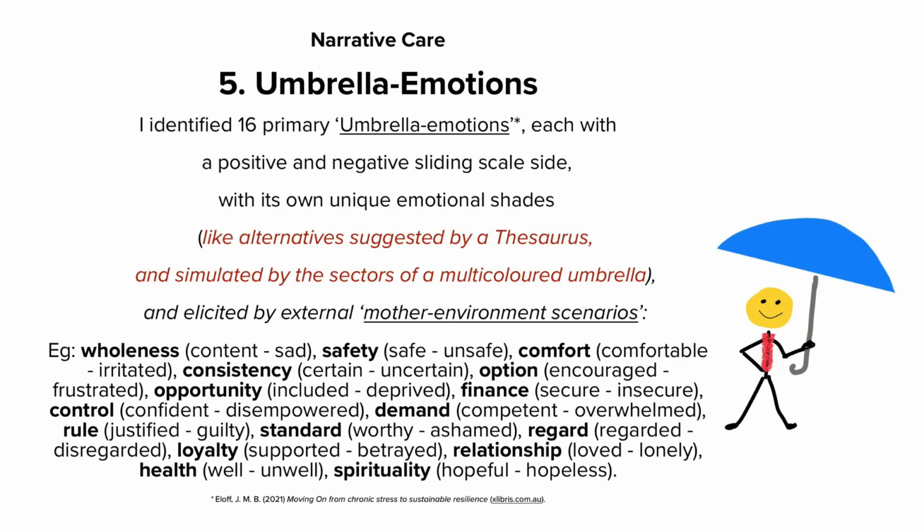Umbrella emotions. I identified 16 primary umbrella emotions, each with a positive and negative sliding scale side, with its own unique emotional shades. Like alternatives suggested by a thesaurus and simulated by the sectors of a multicolored umbrella, and elicited by external mother environment scenarios.